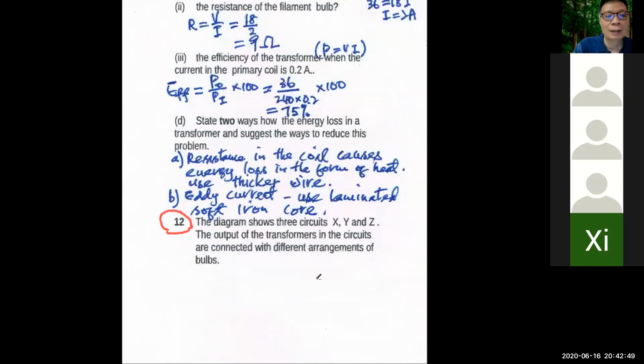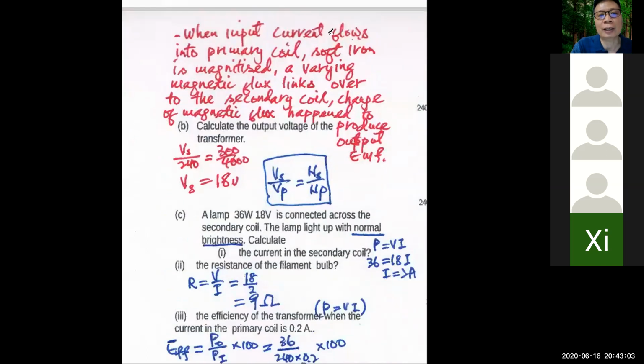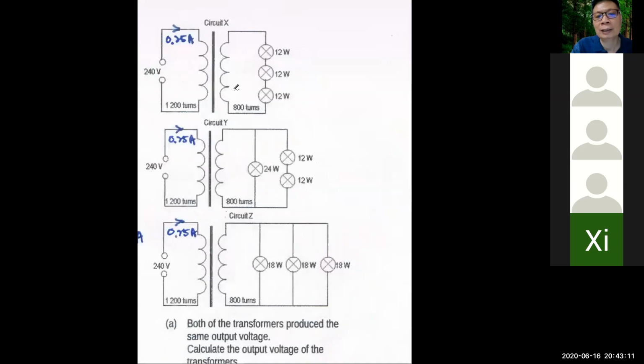Look at the question, everyone. Please pay attention. The diagram shows 3 circuits X, Y, Z. The outputs of the transformers in the circuits are connected with different arrangements. So there are 3 transformers here. This is circuit X, circuit Y, circuit Z.